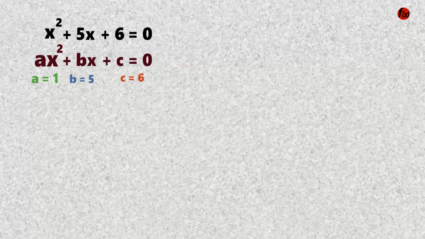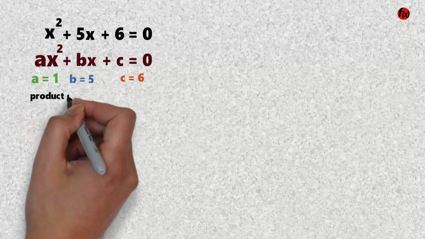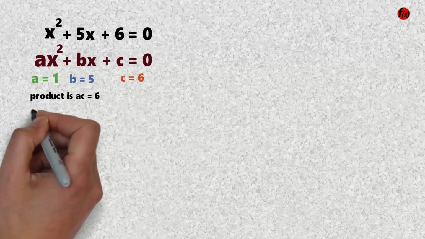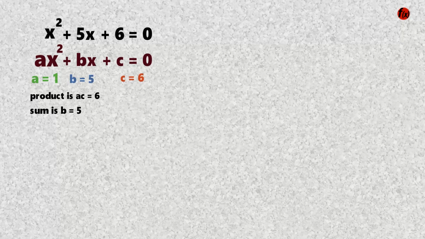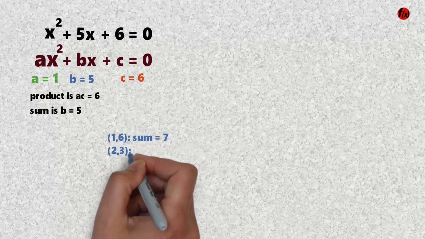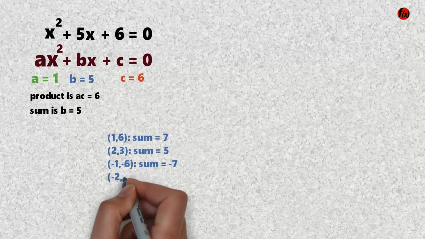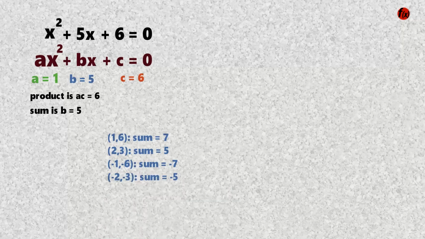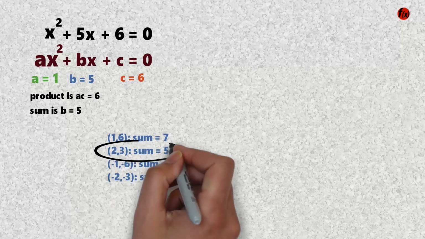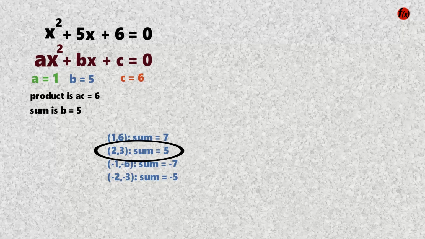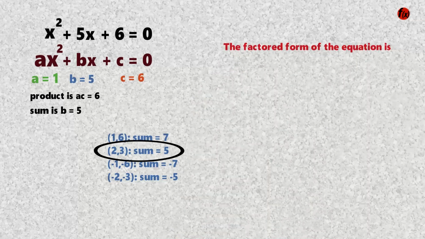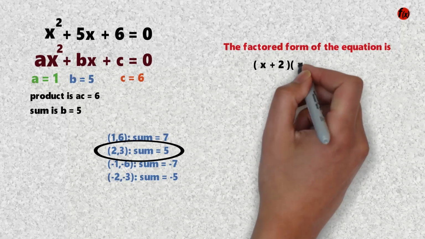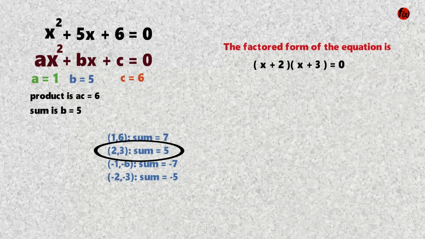To factorize the equation, we need to find two numbers whose product is ac equals 6 and whose sum is b equals 5. Let's list out the possible factor pairs of 6 and their sums. The only pair that satisfies the condition is 2 and 3, since their sum is 5, which equals the coefficient b. Therefore, the factored form of the equation is (x plus 2)(x plus 3) equals 0.